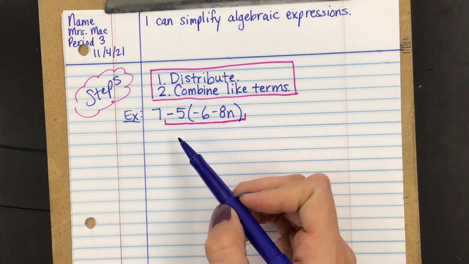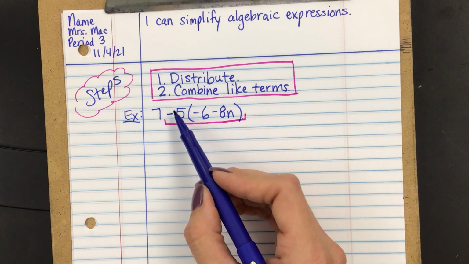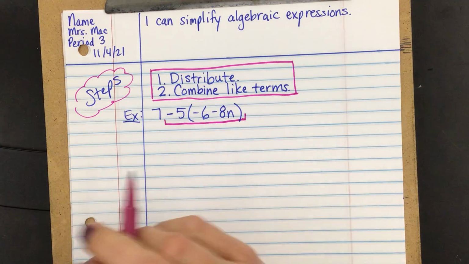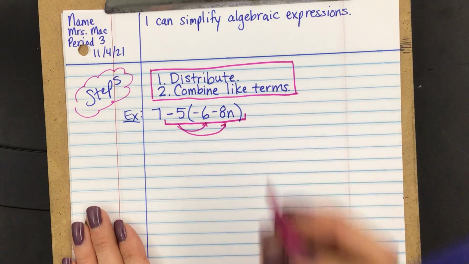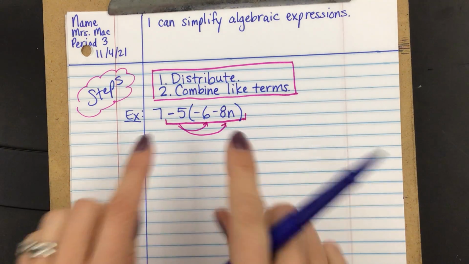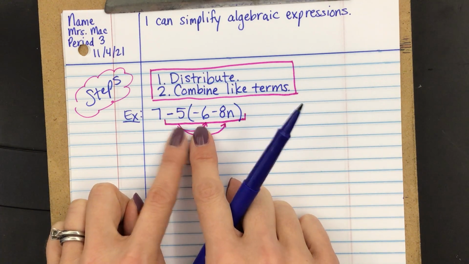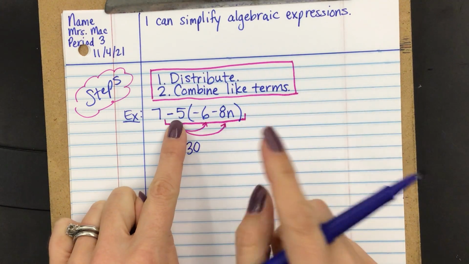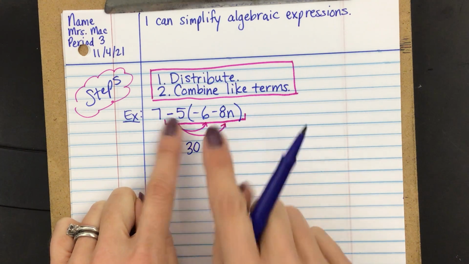Remember how we talked about we're not considering that really subtraction anymore, we're more considering that a negative 5. So when you distribute, you also have to distribute the sign in front of it. So we're going to distribute the negative 5 to both the negative 6 and the negative 8n. So negative 5 times negative 6 is a positive 30. Negative 5 times negative 8n is a positive 40n.